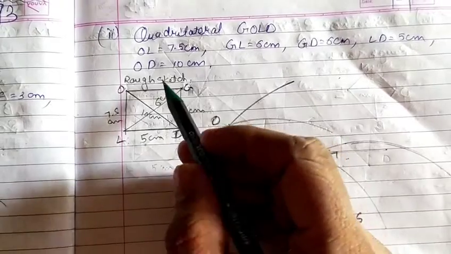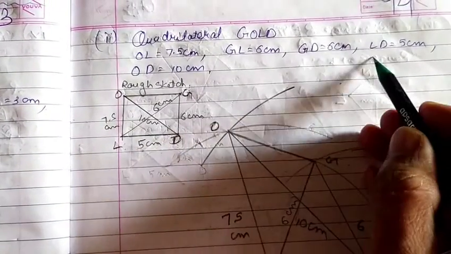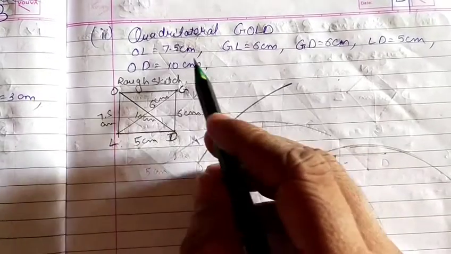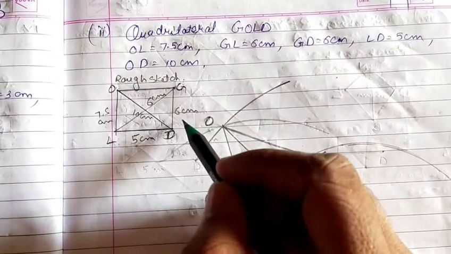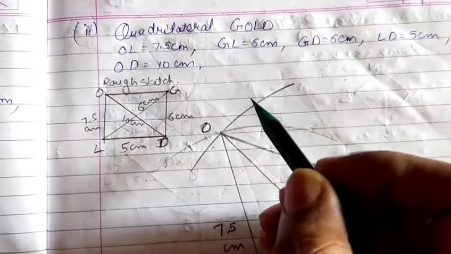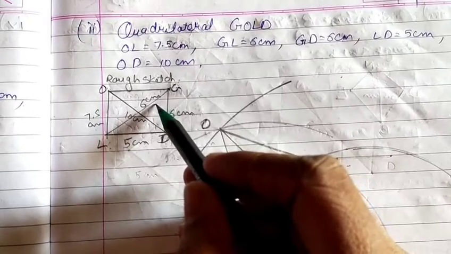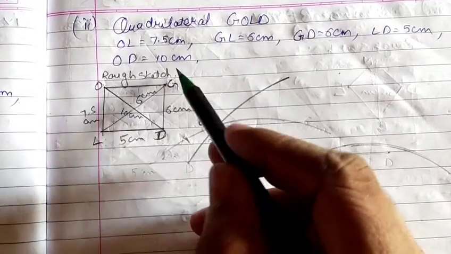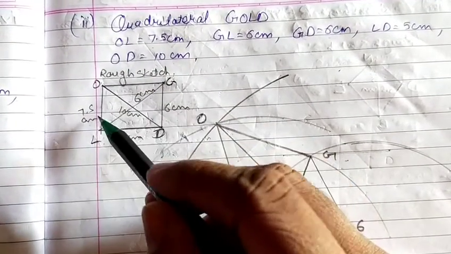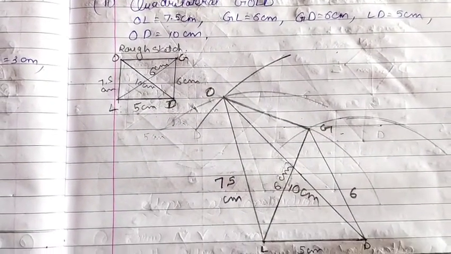GOLD. The length of LD is given, 5 centimeter. OL is 7.5 centimeter. GD is 6 centimeter. And GL is 6 centimeter. And OD is 10 centimeter. That means the lengths of 3 sides and 2 diagonals are given. Now let us start.